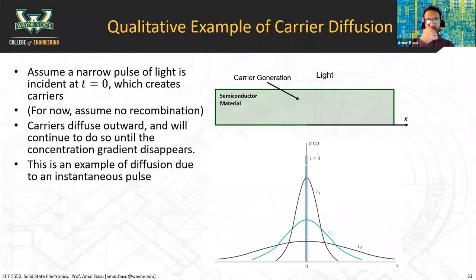So here's a qualitative example of carrier diffusion. We start off with a pulse of light. This is a classic semiconductor experiment where you shine a column of light right in the middle of the semiconductor. We'll talk about the details of this experiment later. It's called the Haynes-Shockley experiment. But for right now, we're just going to try to understand qualitatively what carrier diffusion is.